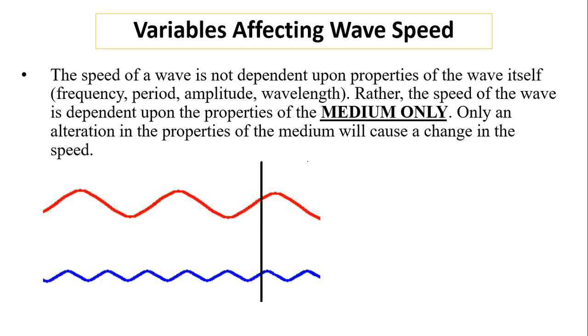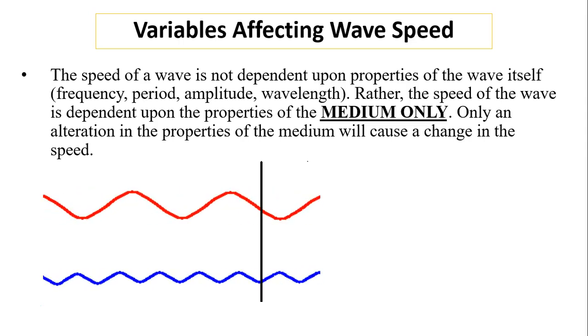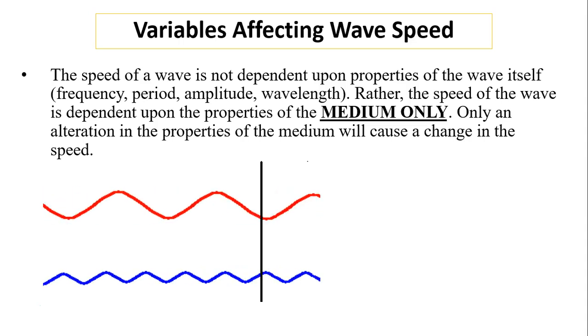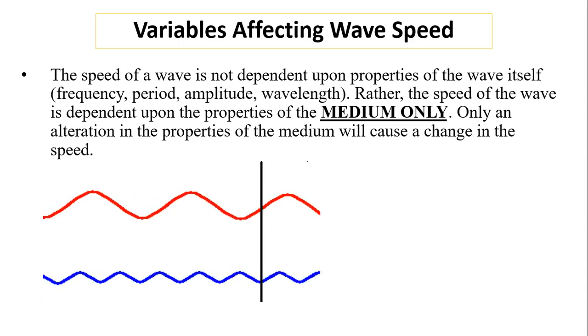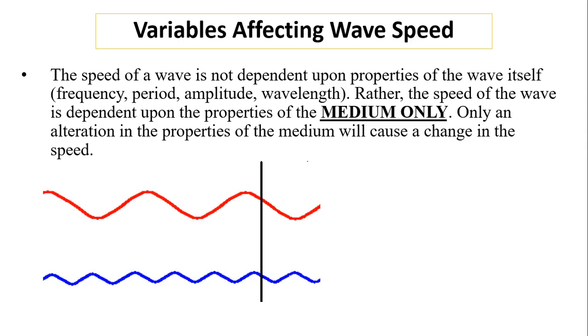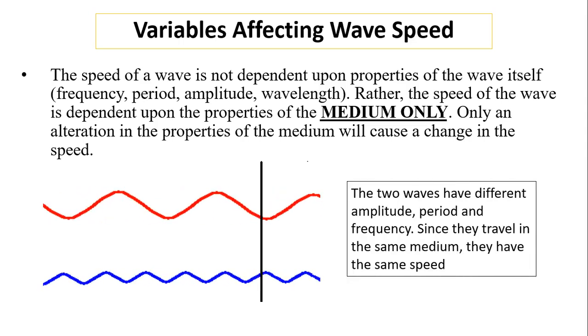Here is an animation showing two waves that have different amplitude, different frequency, and different wavelength. But their speed is the same because they are traveling in the same medium.